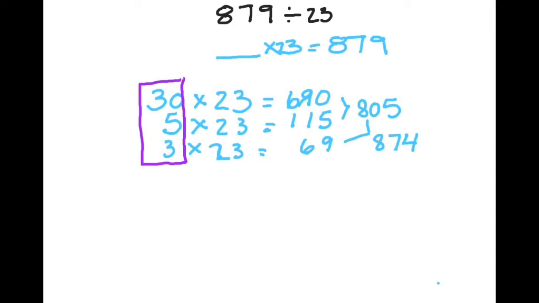So my answer is 38 and 5 out of the next 23 cookies. So I know that I'm always expecting you to justify, so I need to label it. I want you to think about right now, what do these numbers mean again? And what do these 23s mean again? And what does this number 874 mean?